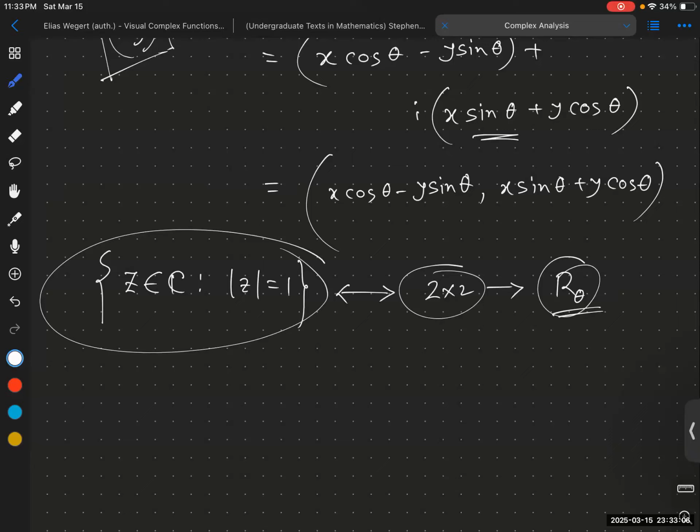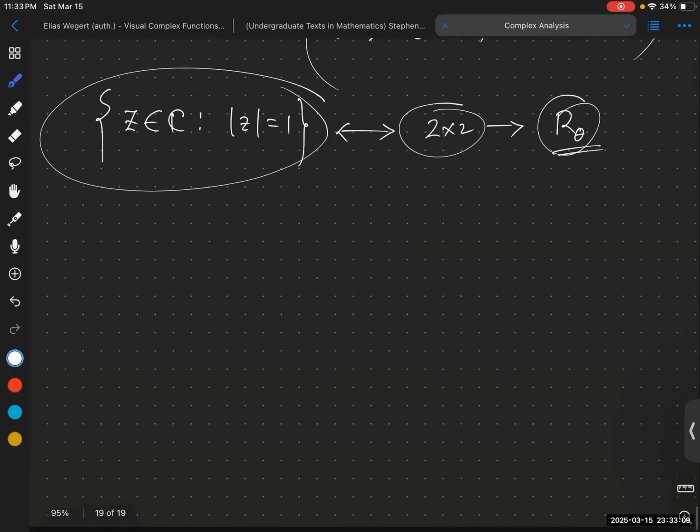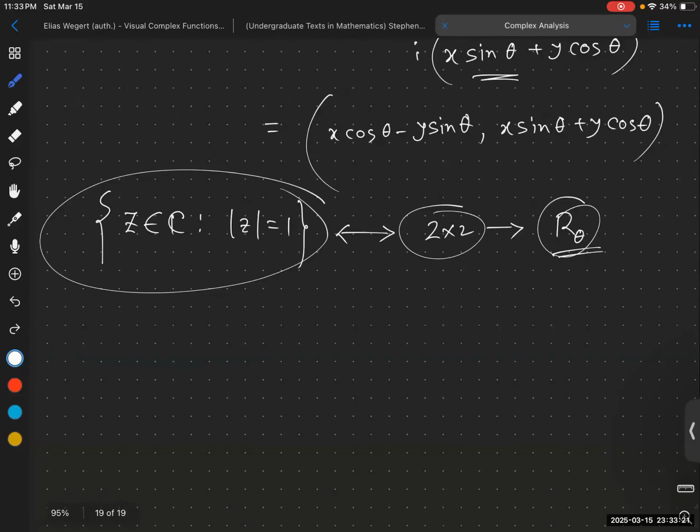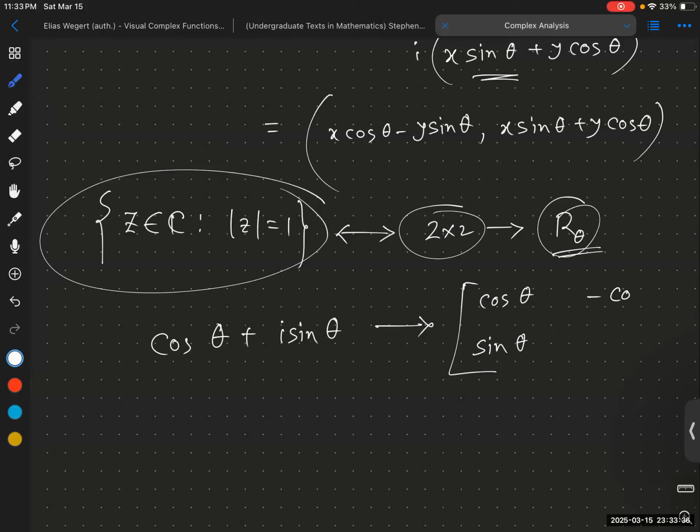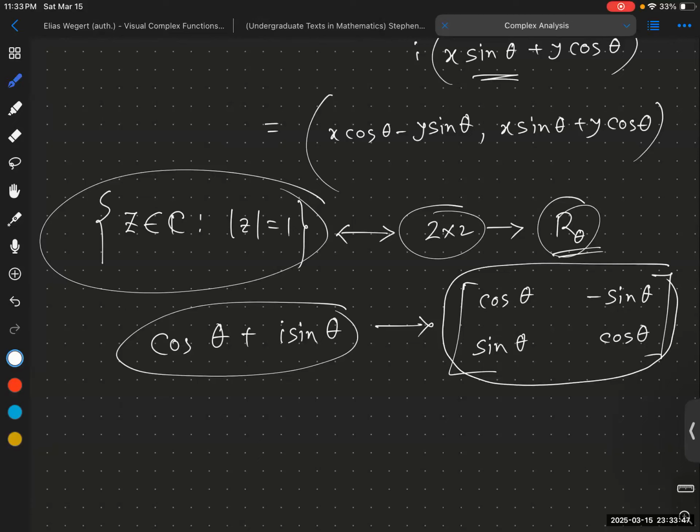So more explicitly, we can write it down as r theta. The explicit isomorphism is something like cos theta plus I sine theta. We can write it down as the matrix cos theta, minus sine theta, sine theta and cos theta. That is what cos theta plus I sin theta is doing. This matrix is also doing the same thing.